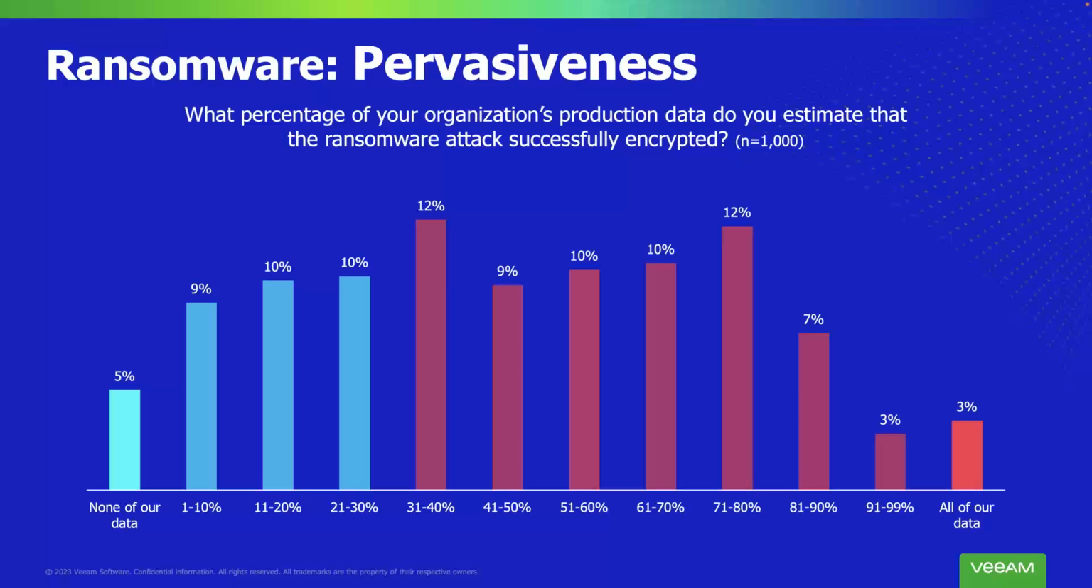So from this chart, we can see that on average, about 47% of the production data gets encrypted. Of course, as high as about 100% is about 3%. So on average, we are looking at 47% of your data. If your environment gets compromised, chances are 47% of the data in production will get encrypted. All right, so let's go to the next slide, please.